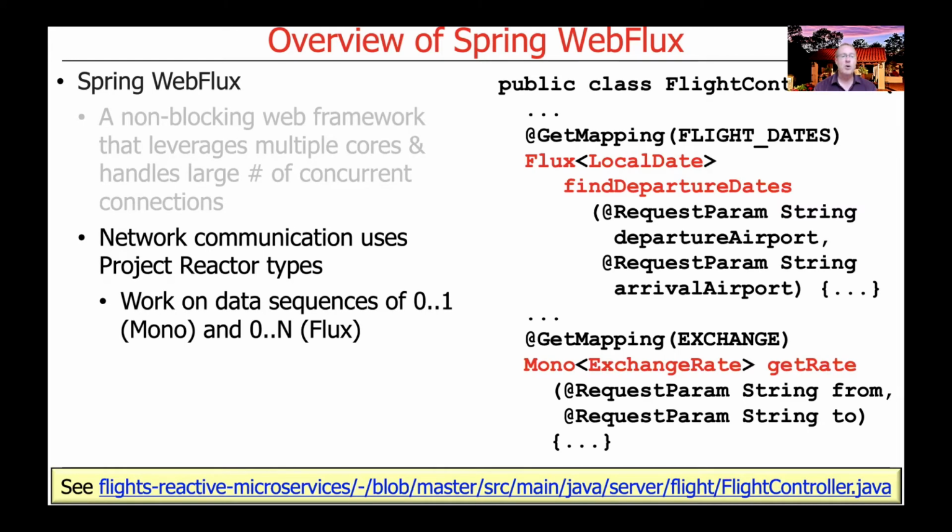So you can see here that we're going to have the ability to pass around fluxes and monos. And as you probably remember from before, a mono is a sequence of 0 or 1 elements, and a flux is a sequence of 0 to n elements. If you look at the particular example I have here, which is from the Flights Reactive Microservices app, you can see how we have methods like find departure dates that return a flux instead of a list, and likewise methods like get rate return a mono instead of an exchange rate directly.